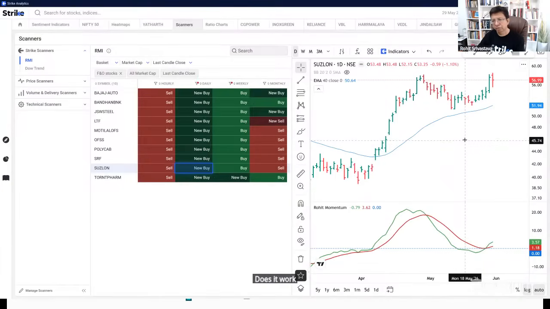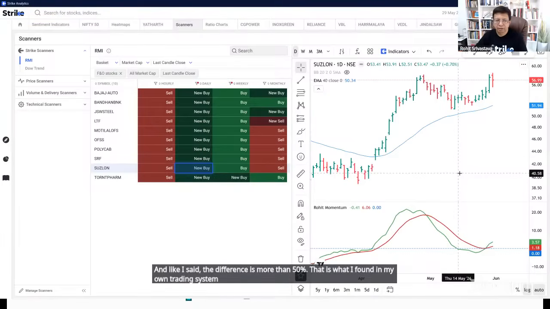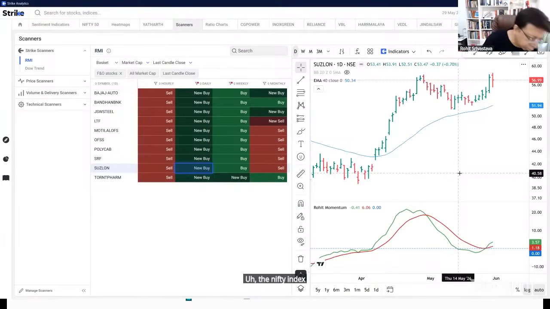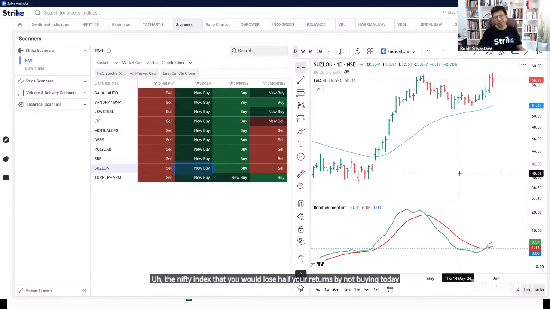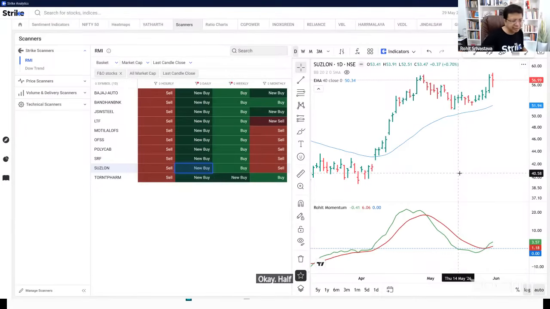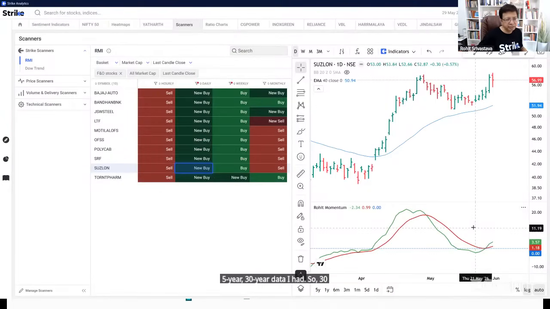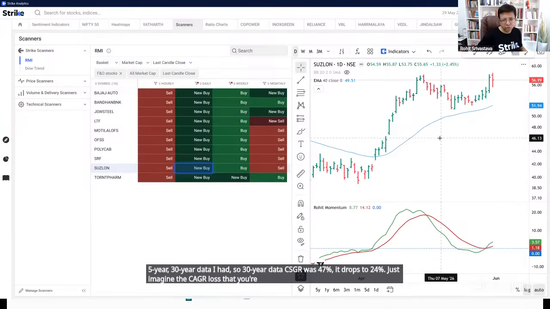Does it work? So in the back test, what I do is I say, okay, if I buy at the morning's opening, and if I buy at the closing price of 3:30 on that day itself, what is the difference in returns? And like I said, the difference is more than 50%. That is what I found in my own trading system tested on the Nifty index, that you would lose half your returns by not buying today. Half your returns in CAGR terms. So on the 30-year data I had, the CAGR was 47%, and it drops to 24%. Just imagine the CAGR loss that you're making by not buying on the same day.